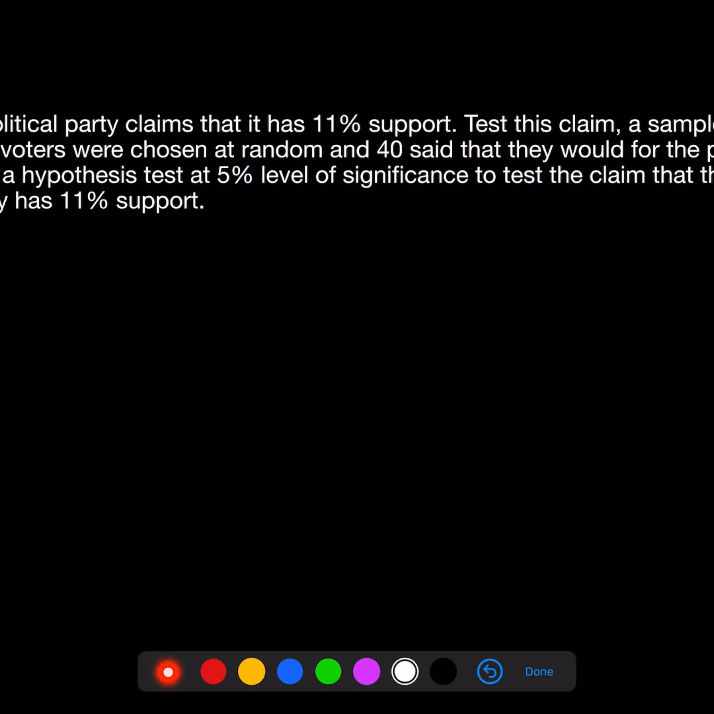Use a hypothesis test at 5% level of significance to test the claim that the party has 11% support. So first I'm starting by stating my null hypothesis, which is that the population proportion is equal to 0.11 for 11%. Then the alternative hypothesis, H1, is simply stating that the population proportion does not equal 0.11. Very good. Second, the level of significance is 5%.